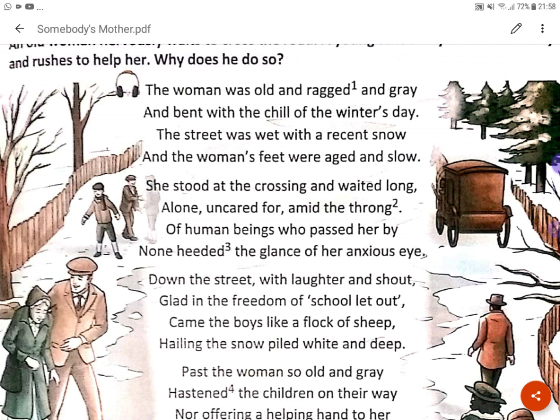None heeded the glance of her anxious eye. Now, let me first tell you the word meaning, spelling. Here you can see throng. Throng means crowd. Heeded means like someone comes to help you or something like that. Uncared means you are not caring for anyone.